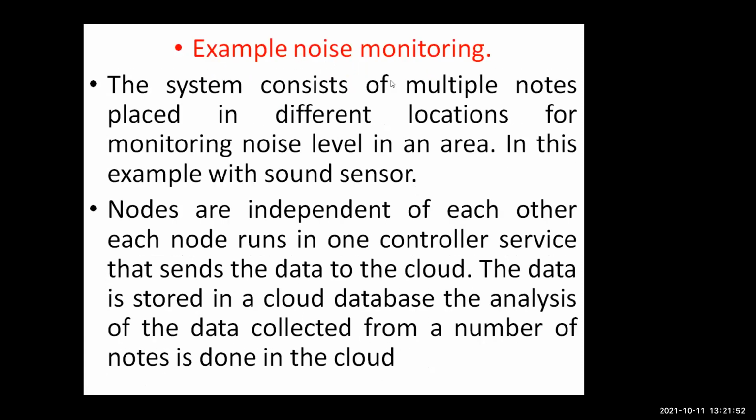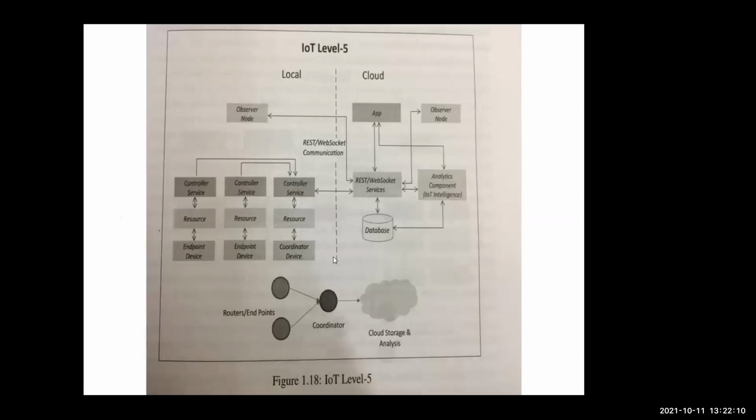An example for level 4 is noise monitoring, simply a sound detector or sound sensors. Next, level 5. Let us concentrate on the difference between level 4 and level 5. Level 5 also has multiple nodes, but a coordinator is present. In between the nodes and the cloud, one coordinator is present, which stores the data in the cloud.